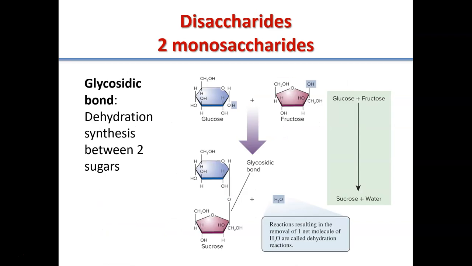Another one that we have in carbohydrates, which we don't have in every macromolecule, is called a disaccharide. So a disaccharide is where we have two monosaccharides together, right?